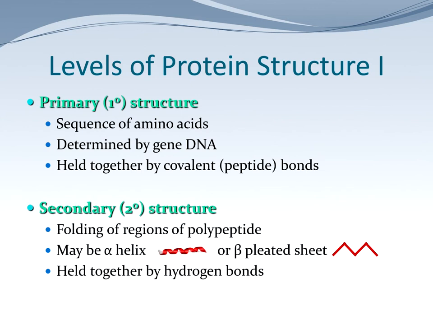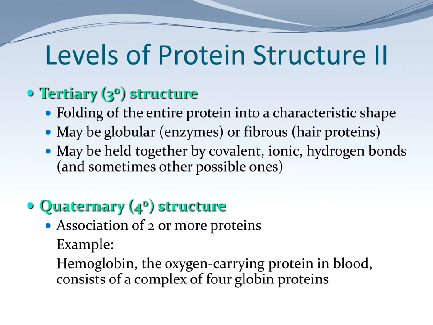Both of these secondary structures are held together by hydrogen bonds. When a protein is folded even further than its secondary structure, this is the tertiary or third level of protein structure. Many different kinds of chemical bonds can hold together the tertiary structure of a protein, including covalent, ionic, and hydrogen ones. In organisms, many proteins do not work alone. When multiple proteins associate together, this forms the quaternary structure of a protein.